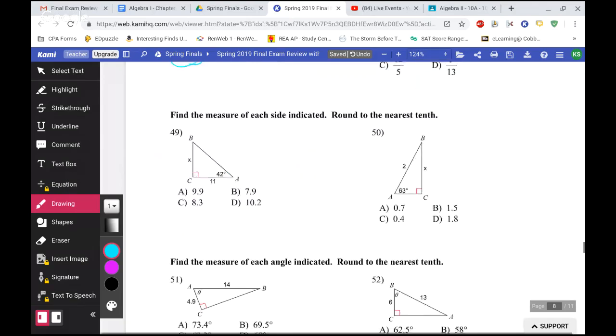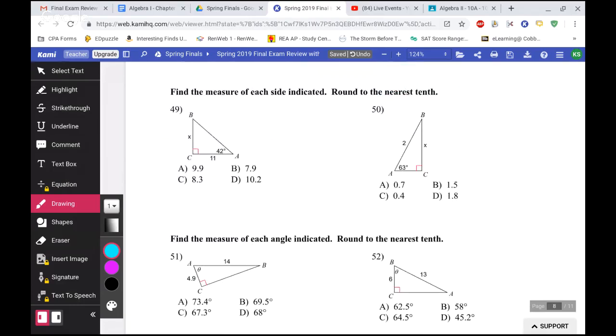All right. To find the measure of each of the sides, you want to look at what is given. And you are given this adjacent over opposite.